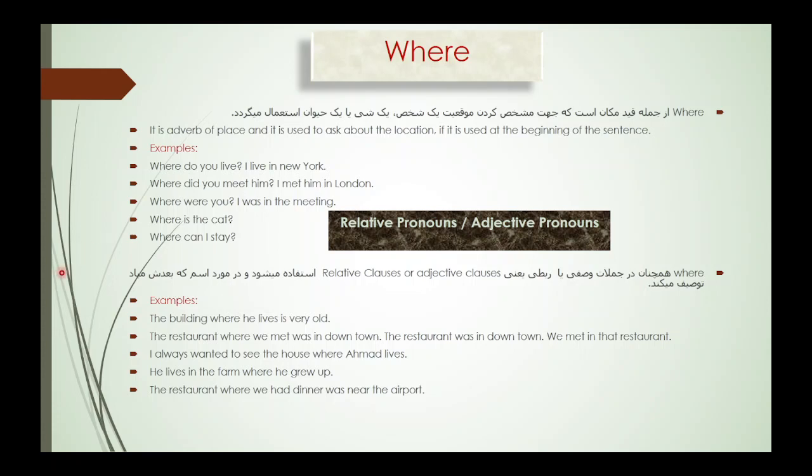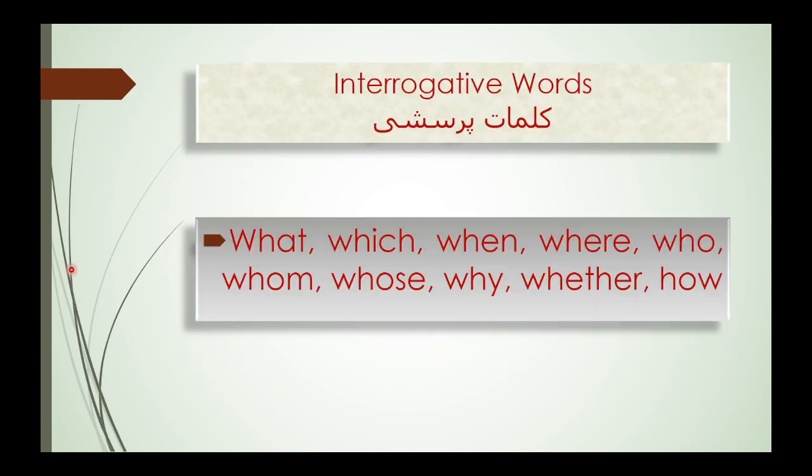So before, there are some words or some pronouns that can also play the role of a pronoun in sentences, like we have which, when, where, who, whom, whose, and these words can also play the role of relative pronouns or adjective pronouns in sentences, besides their other jobs as well.